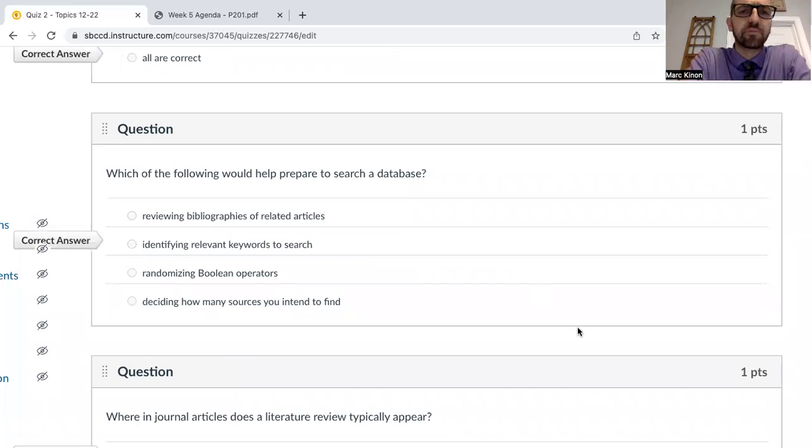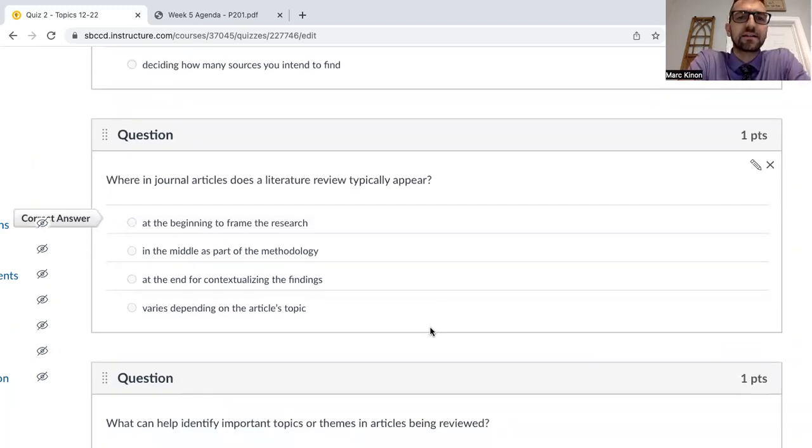Which of the following would help prepare to search a database? Identifying relevant keywords to search. And this is really critical, and we have done this before, right? I believe it was last lecture video, it could have been the one before, where I demonstrated how to do a library search. Well, what did we do? We figured out the keywords. So if you're studying self-esteem and gender, those are two words you can search, and you're likely to find articles that discuss the relationship between gender and self-esteem.